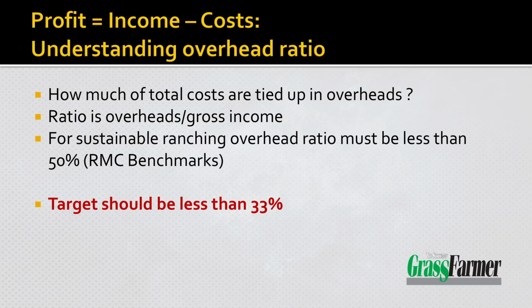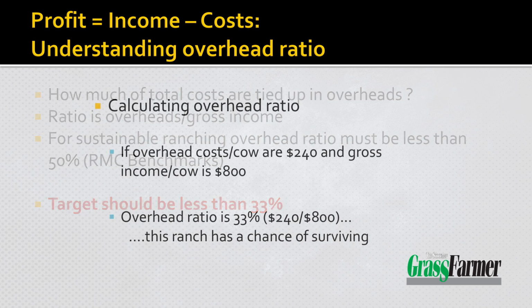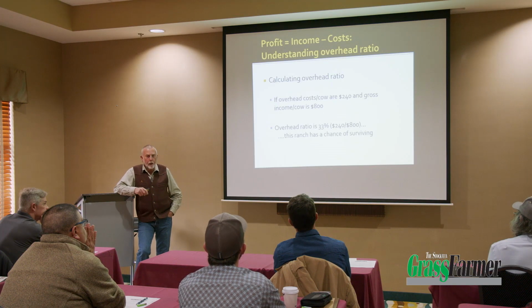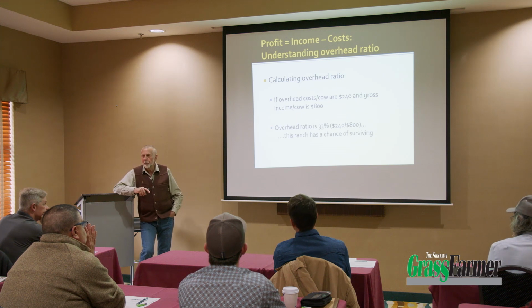All right, so we have this goal of 33%. So back to our cow example, we had the $800 revenue stream per cow. Our overheads were $240. That calculates out to 33%. All right, so right now, or let me say last year, at last year's calf prices and cull cow prices, $800 is what a lot of folks were getting as income per cow.